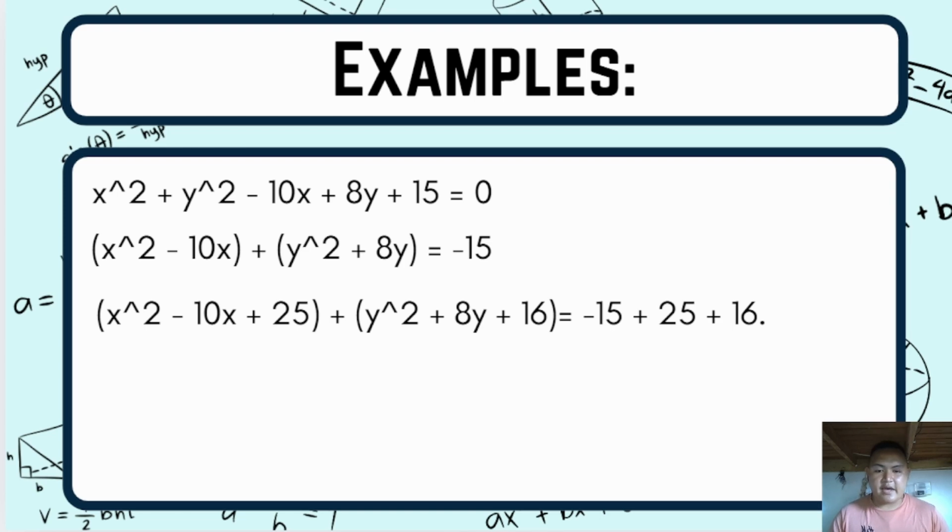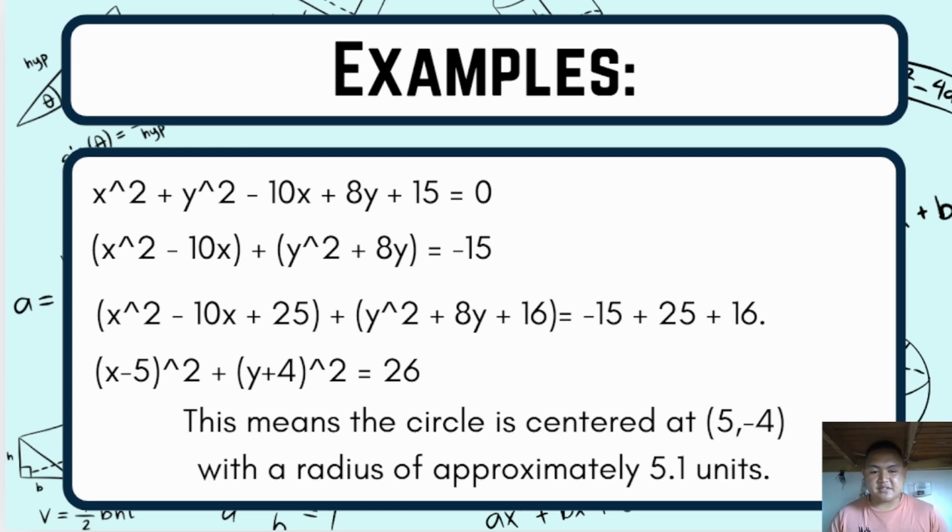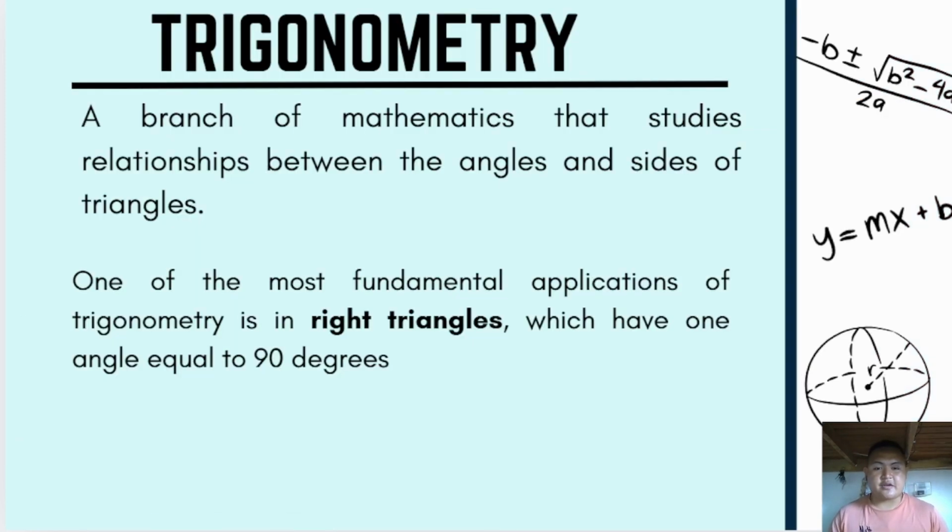So we rewrite x squared minus 10x plus 25 plus y squared plus 8y plus 16 equals negative 15 plus 25 plus 16. So we can rewrite it as (x minus 5) squared plus (y plus 4) squared equals 26. This means the circle is centered at (5, negative 4) with a radius of approximately 5.1 units. So let's tackle the next topic about trigonometry.